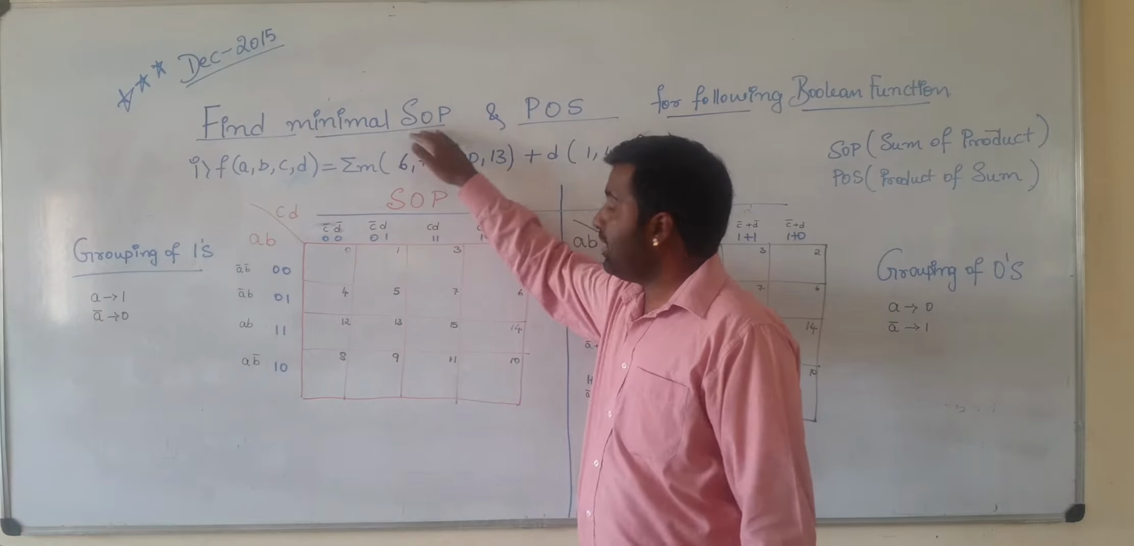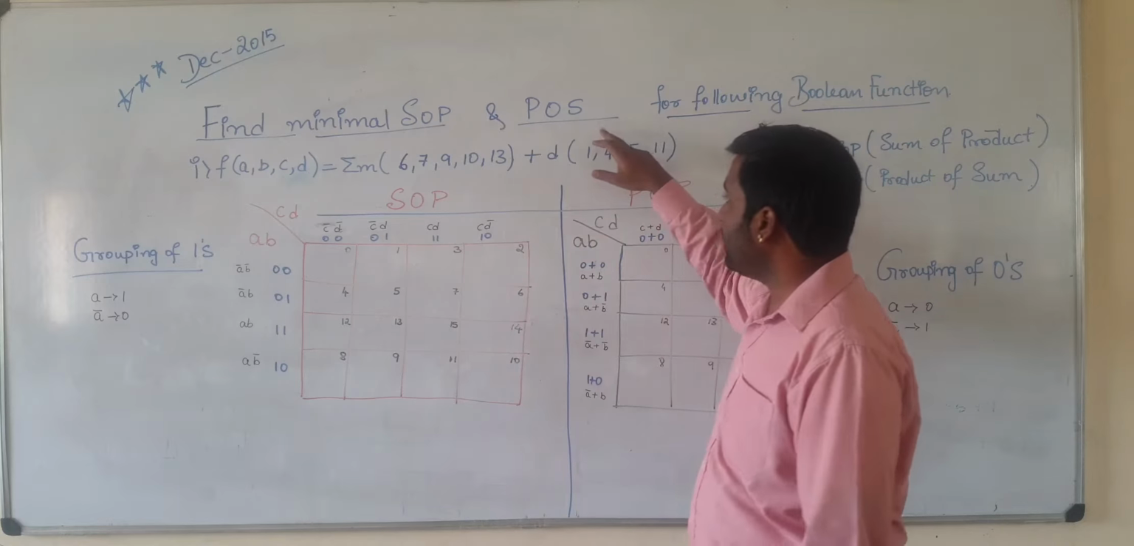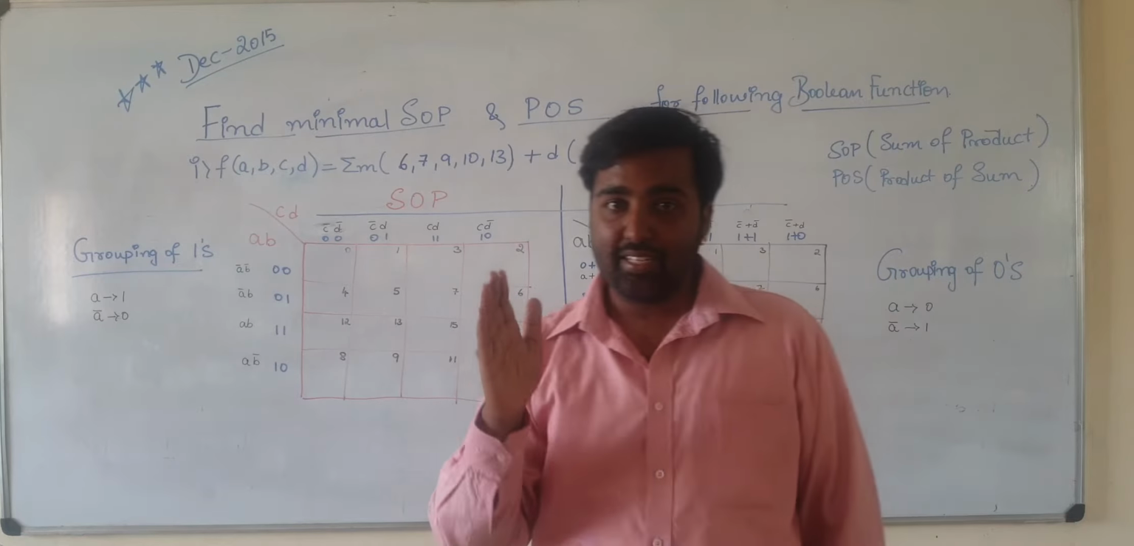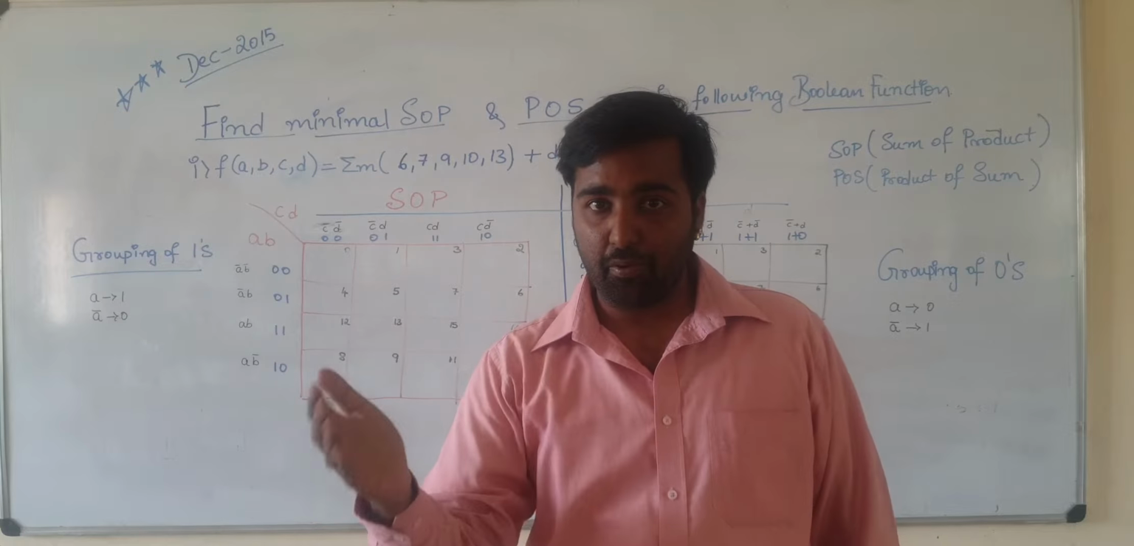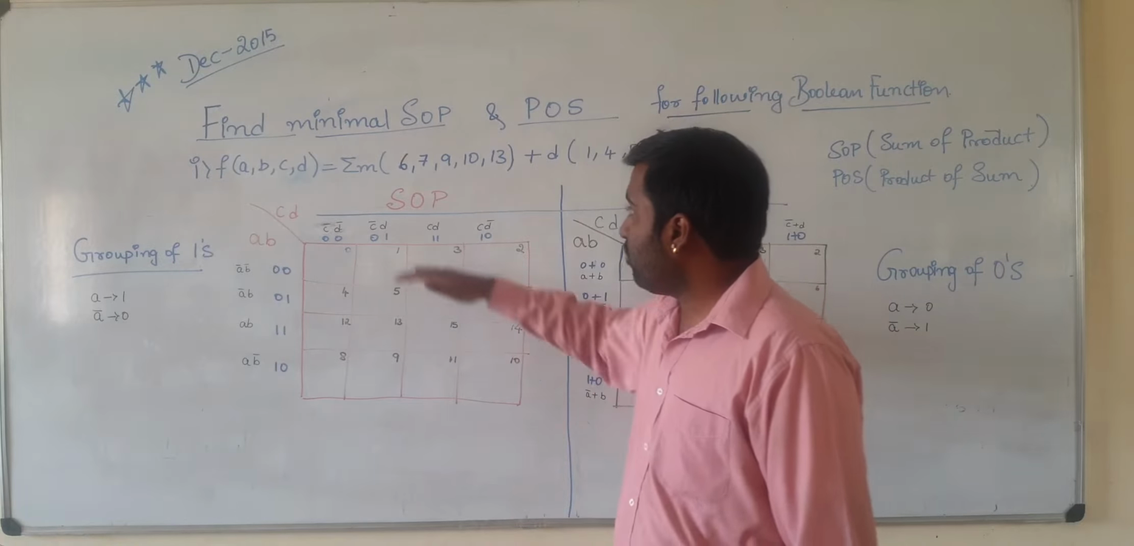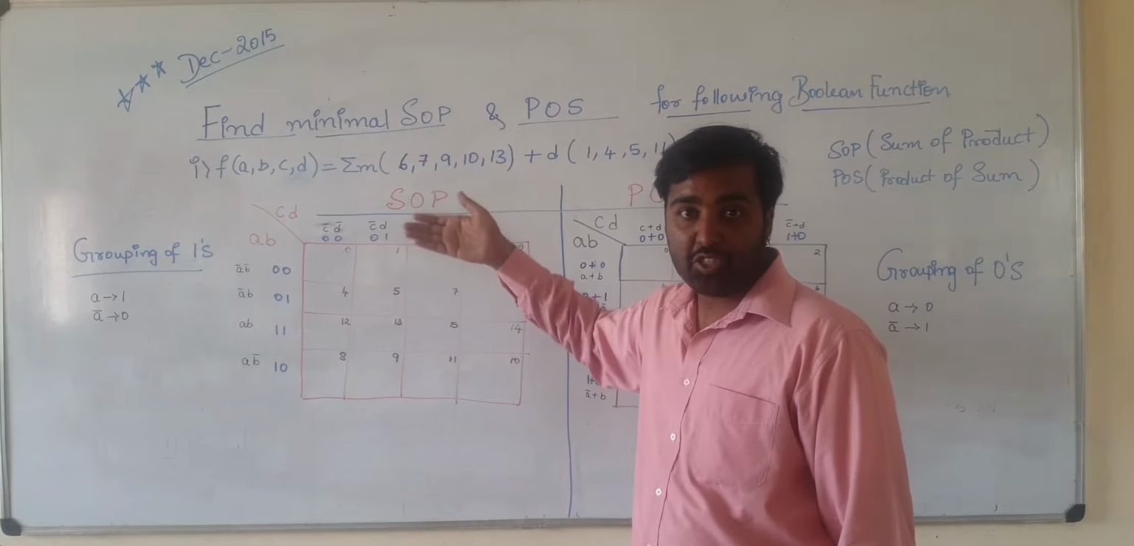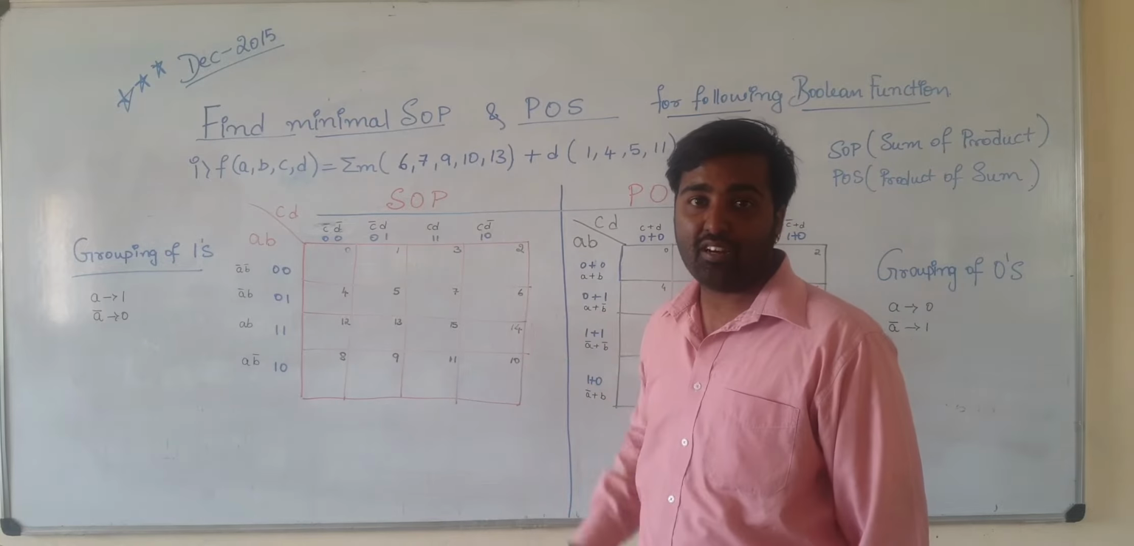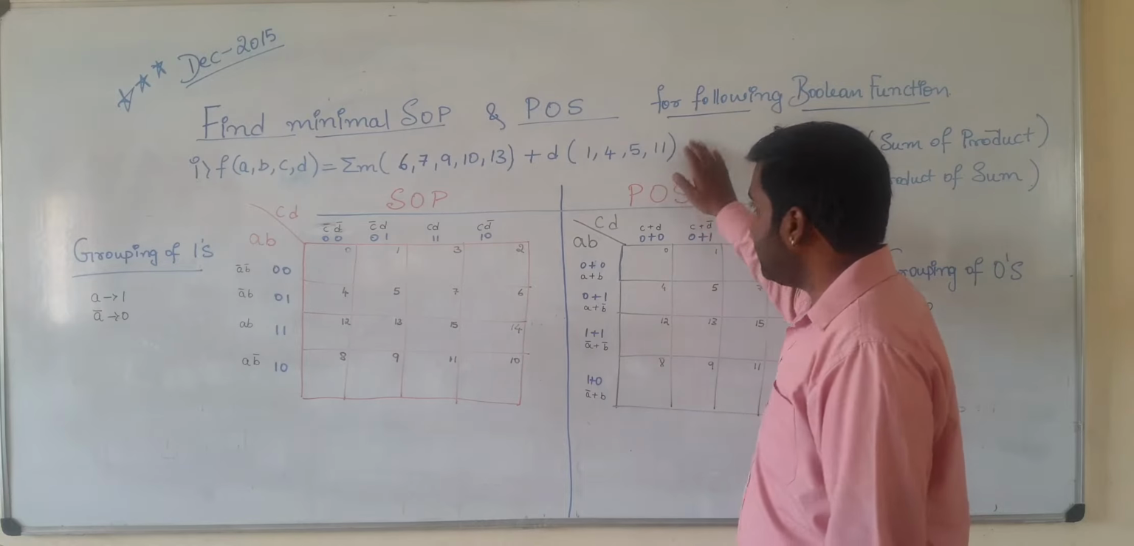So SOP means sum of product and POS means product of sum. There is a difference between sum of product and product of sum. The question will be the same; you have to change the question and then try to solve this particular question.